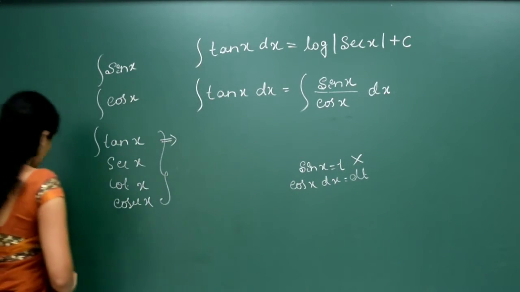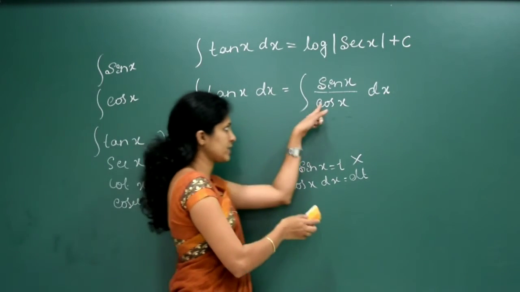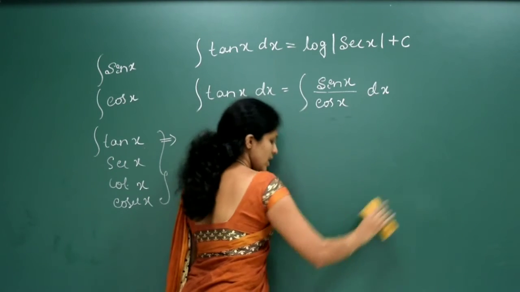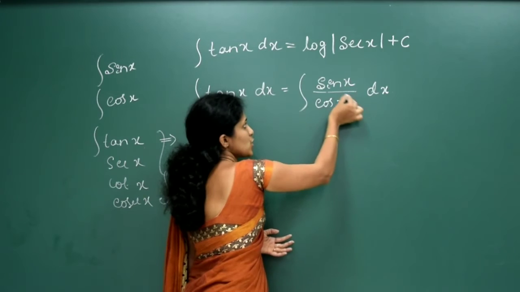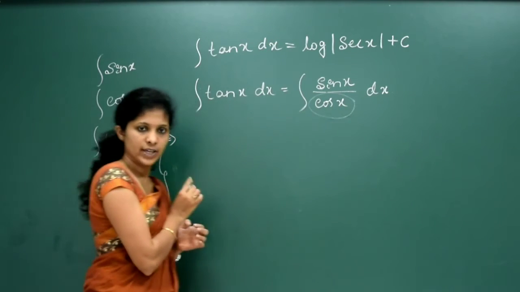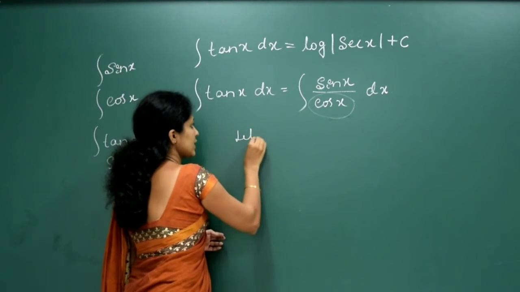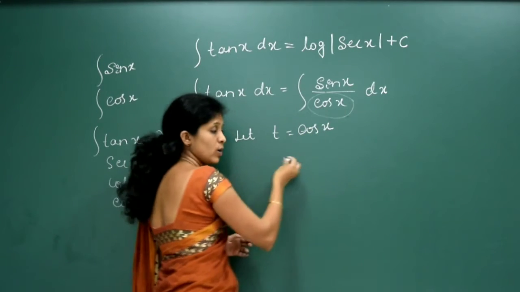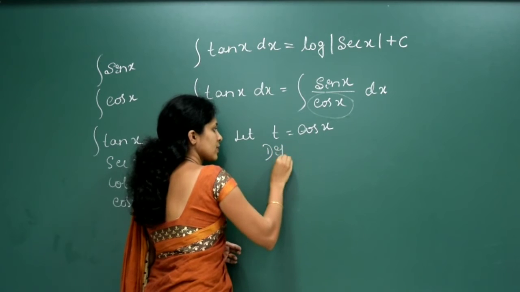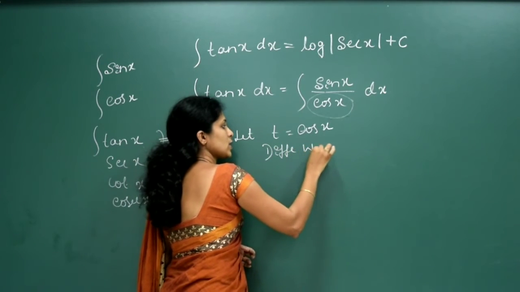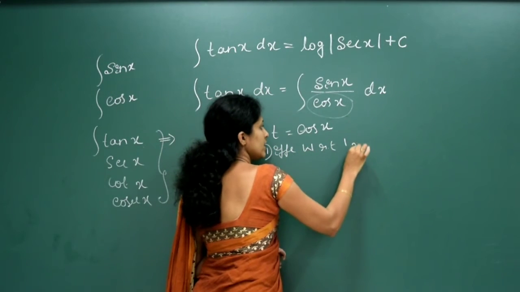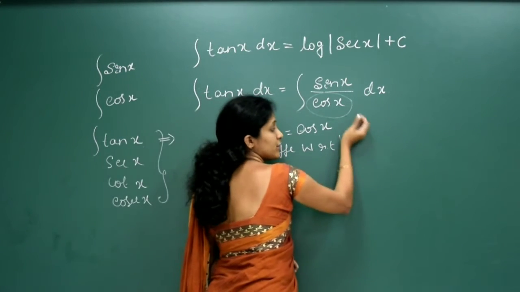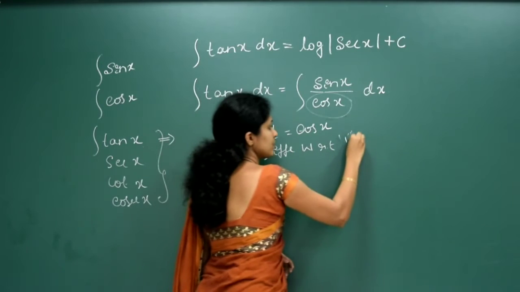Is it clear? If you give the substitution as sin x, we will not get this because 1 by cos x is there. So this substitution is not possible. So we have to choose the substitution as cos x function. Is it clear? Let me give the substitution t is equal to cos x. Now differentiate with respect to x.